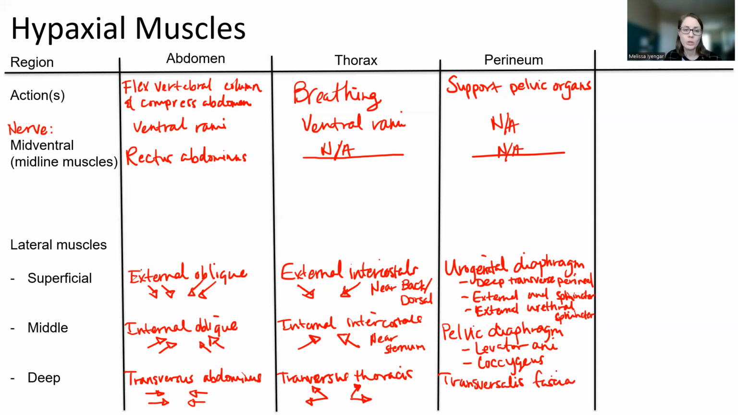So you should be able to see the pattern, right? External oblique, external intercostal, urogenital diaphragm. Internal oblique, internal intercostal, pelvic diaphragm. Transversus abdominis, transversus thoracis, transversalis fascia. All right. So I'm going to take a pause right here and I'll do the neck and the cross section on part 2 of the video.